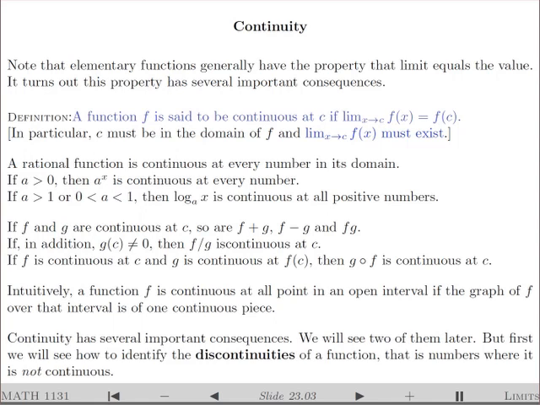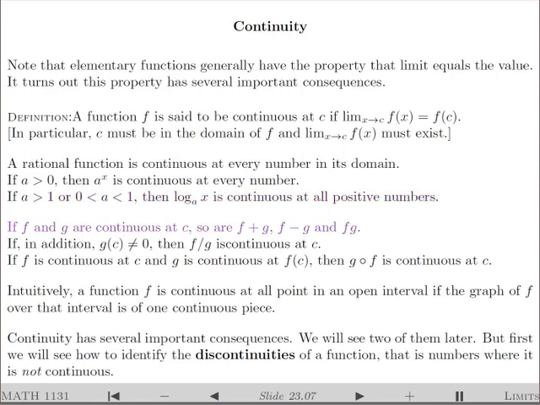So basic limit laws then amount to saying that a rational function is continuous at every number in its domain. Exponentials are continuous, and so are logarithms, of course provided that the base is appropriate. Combinations of continuous functions are also continuous.